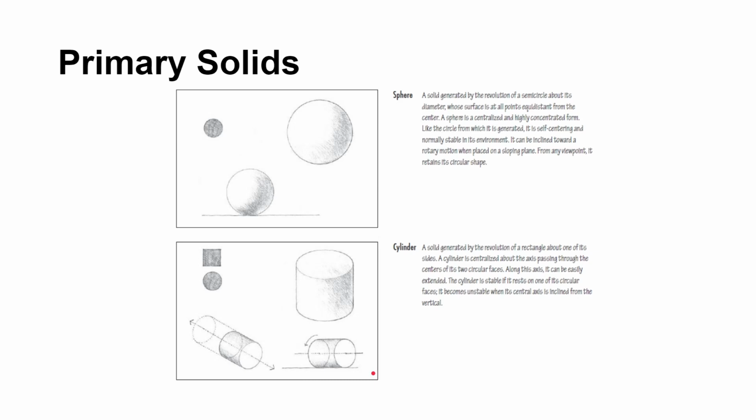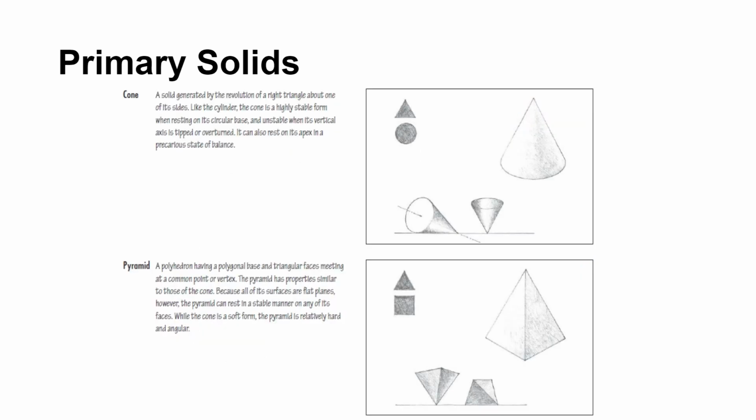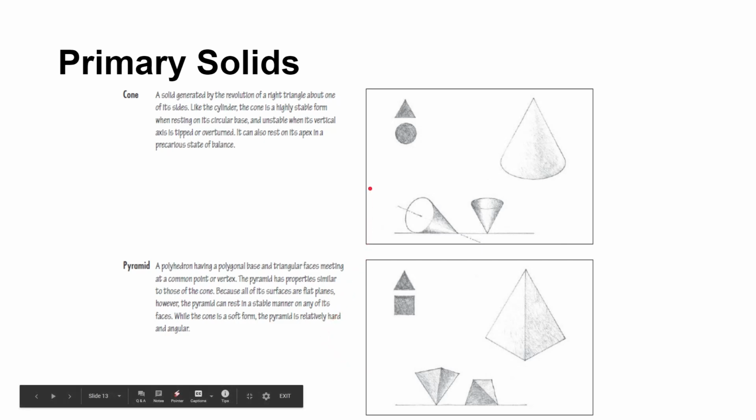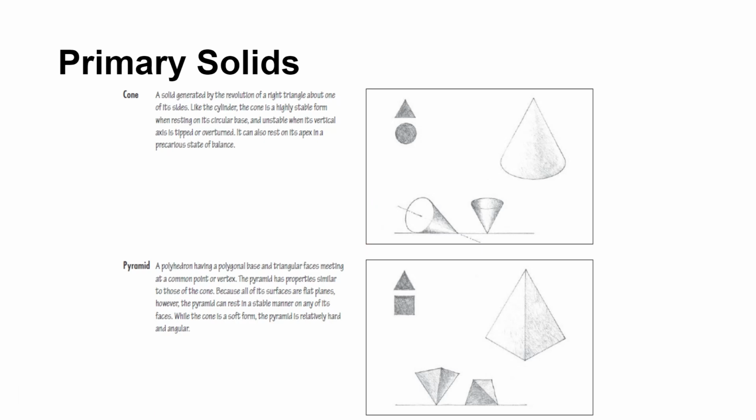end. Once it is placed on a slope, or let's say an uneven surface, it will naturally roll. So next you have your cone. It's a solid generated by the revolution of a right triangle about one of its sides. I think you'll have a better understanding when you're doing 3D modeling of shapes. So how the form of a triangle will then revolve around the circle to have this shape.